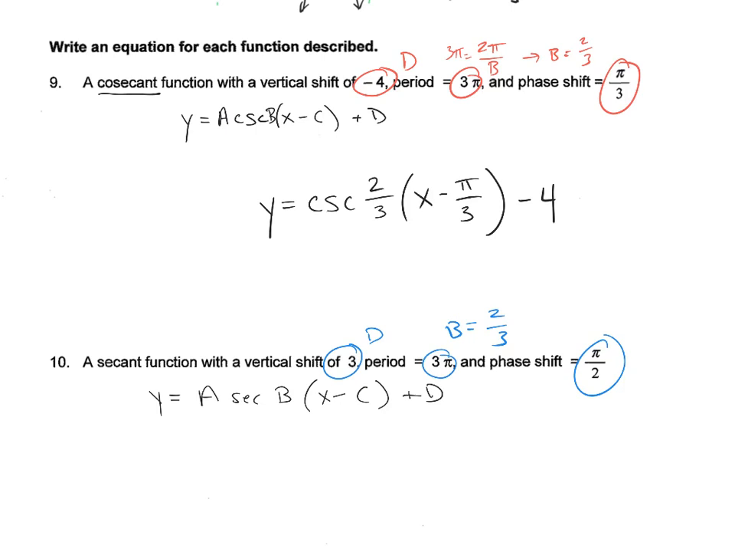So when I plug that in, my answer is y equals, A wasn't mentioned, no vertical stretch, so A is 1, we don't write it. Secant, B is 2/3, x stays there. My C is a positive number, so I am subtracting C. And then D at the end, it's a shift of 3, and so that's plus 3.